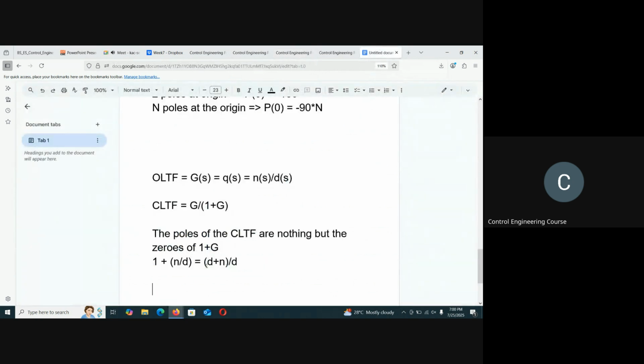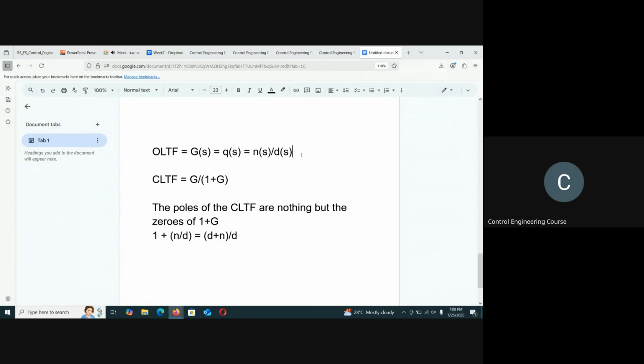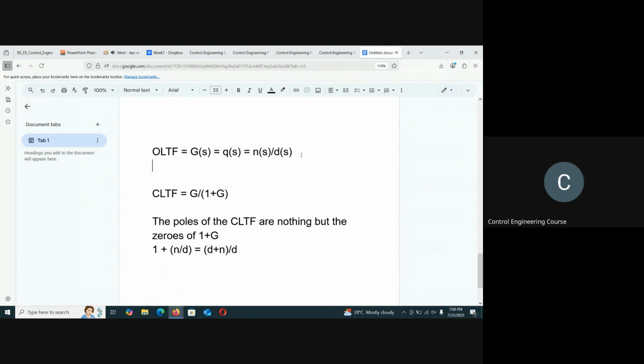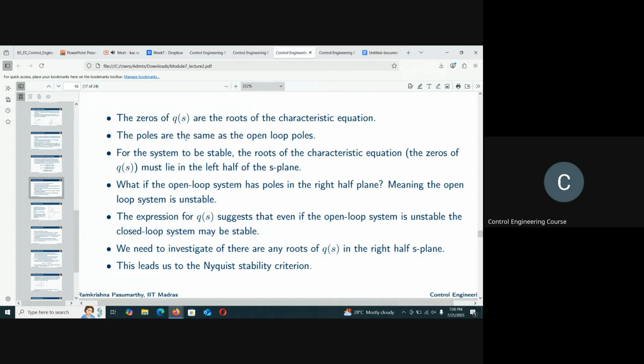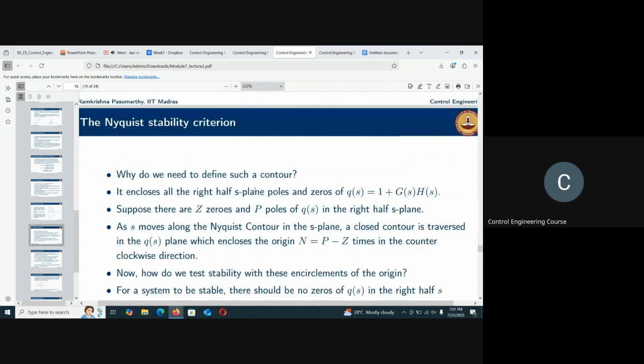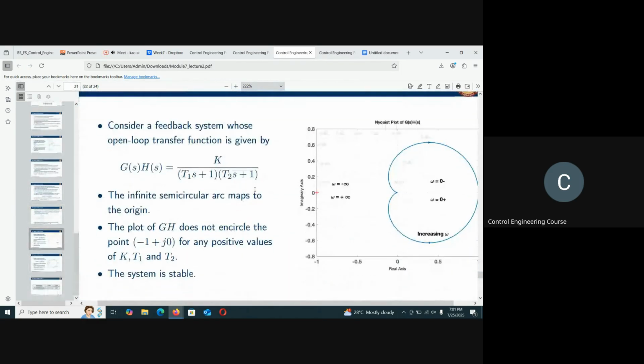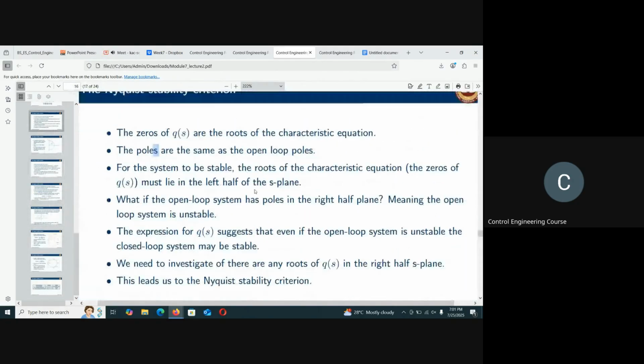So now, see here. This is D plus N by D. This is the zeros of 1 plus G. So now what is being said here is the zeros of Q(s) are nothing but the roots of the characteristic equation, and the poles are the same as the open loop poles. Let me explain this with an example.